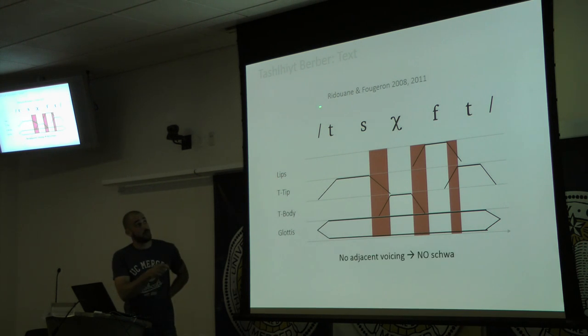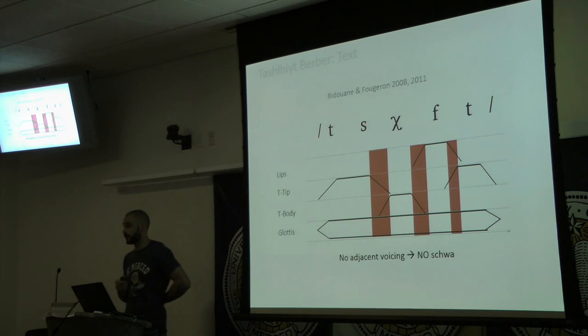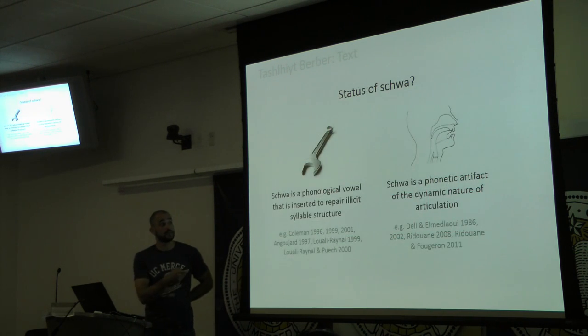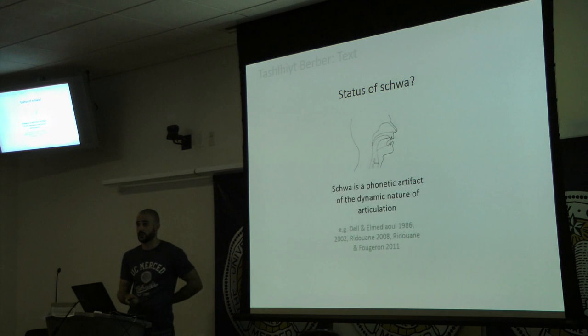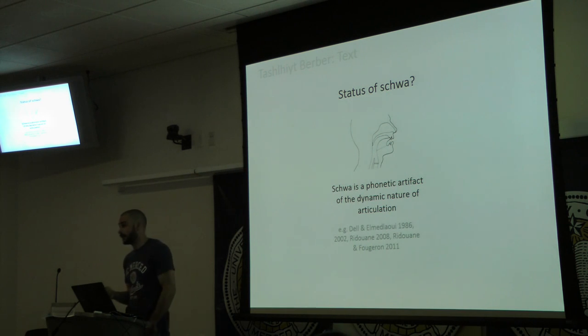And that is what has been found by Rachid Redouan and Cécile Fougereau. So they showed that schwa is highly dependent on articulatory environments. So they concluded, based on that work, it is just an artifact of the dynamics of speech articulation. That is the state of the art at the moment.